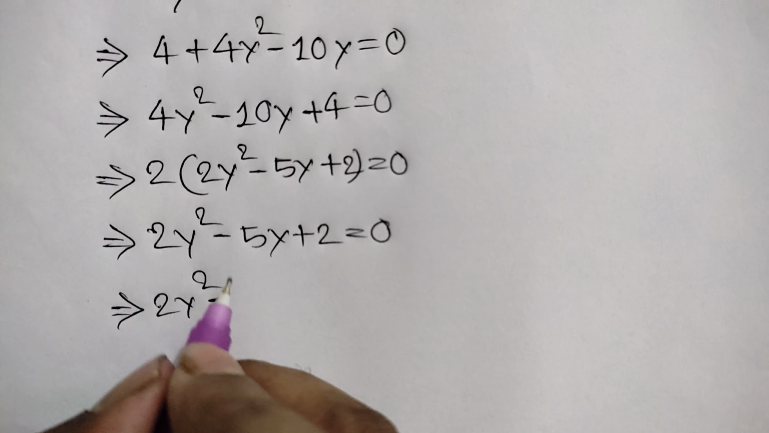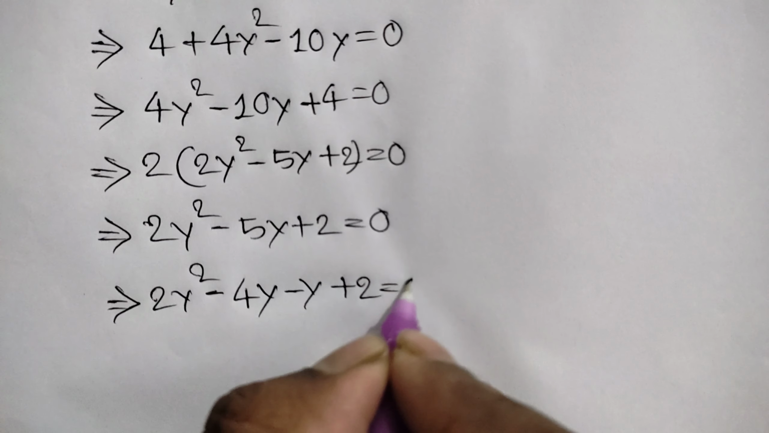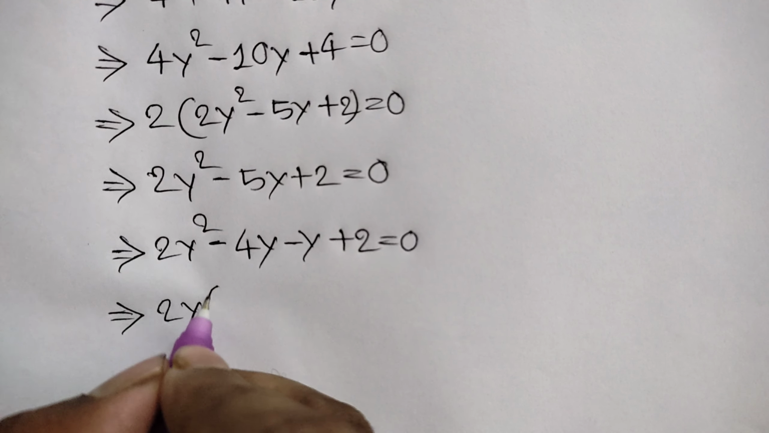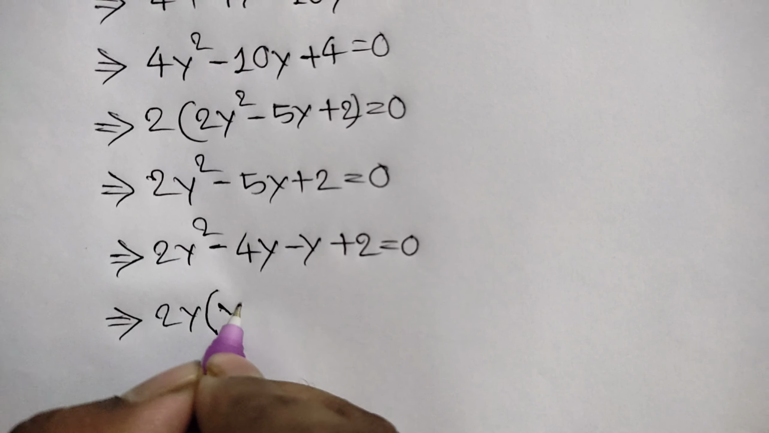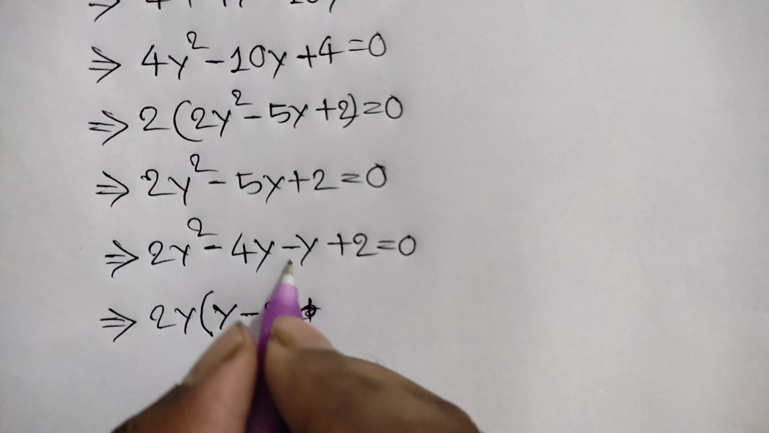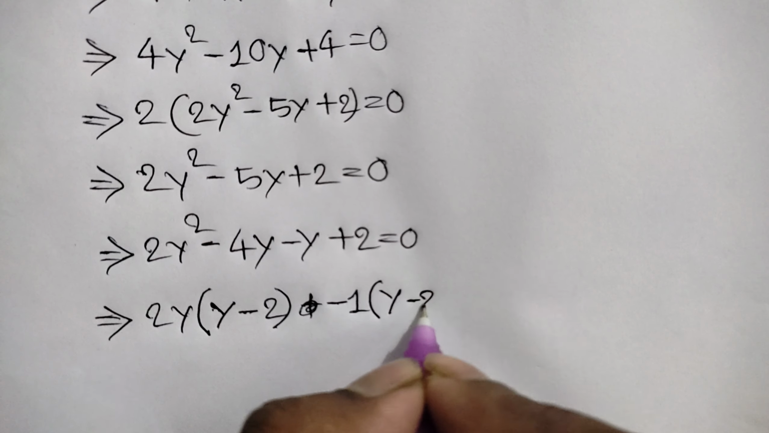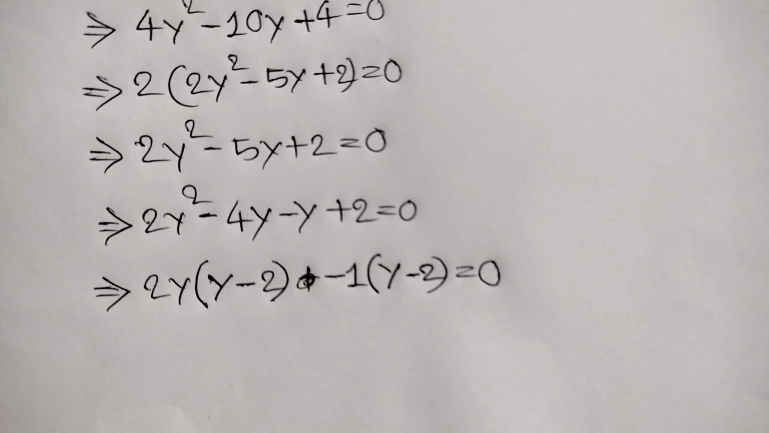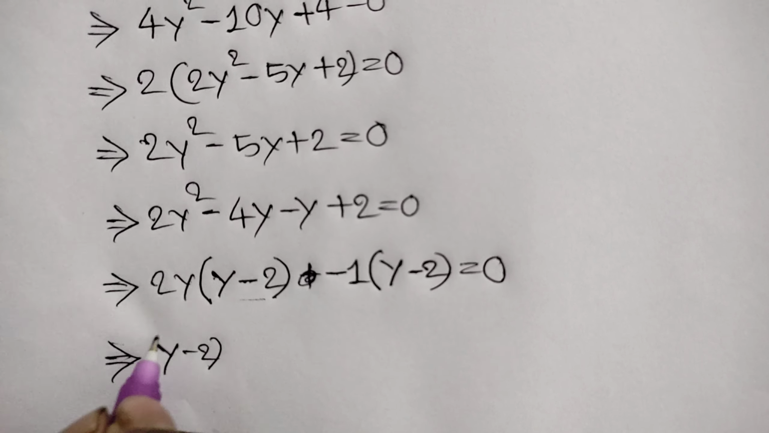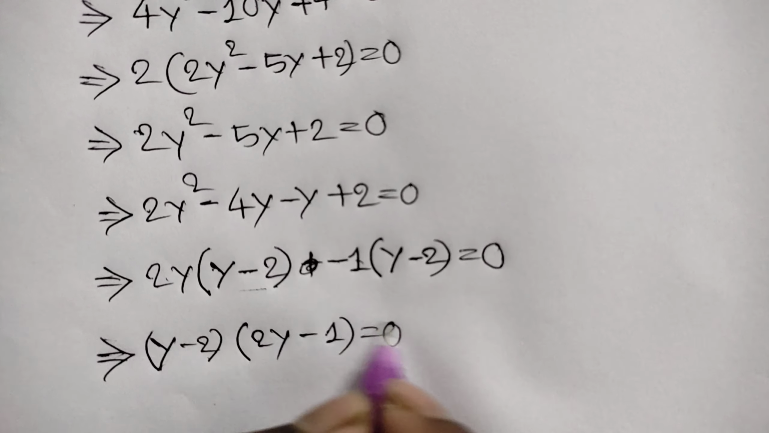So we can write 2y square minus 5y as minus 4y minus y plus 2 is equal to 0. Now taking common 2y from the first two terms, we will get 2y times y minus 2, plus, taking common negative 1 from the last two terms, we will get y minus 2 is equal to 0. Now taking common y minus 2, we will get 2y minus 1 is equal to 0.